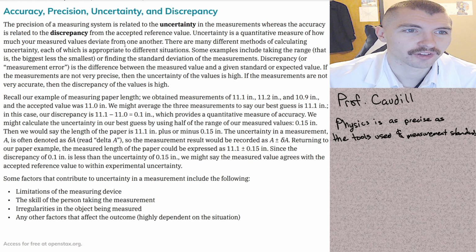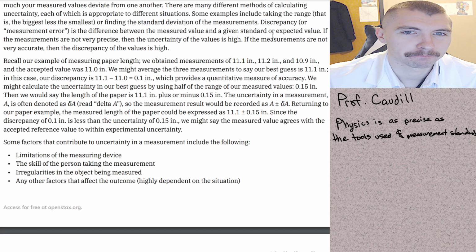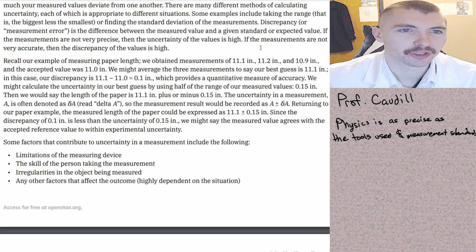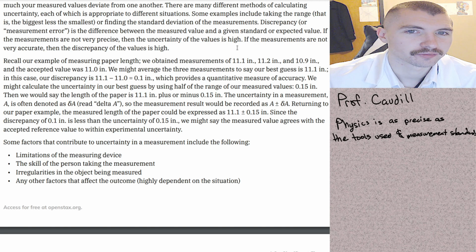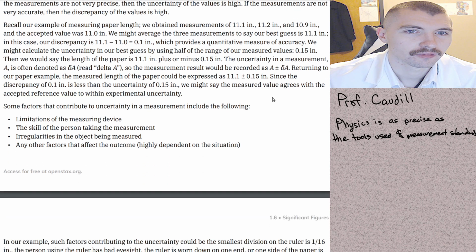How much your measurement values deviate from one another. Biggest to smallest. Find the standard deviation of measurements. It's like a bell curve, maybe, if I remember right. Discrepancy is the difference between the measured value and the reference value. If measurements are not very accurate, then the discrepancy is very high.